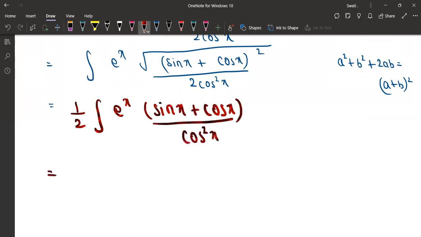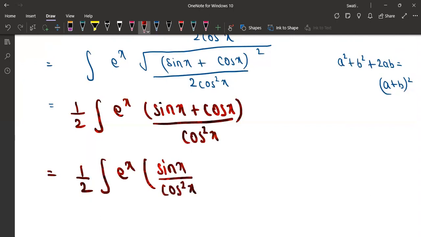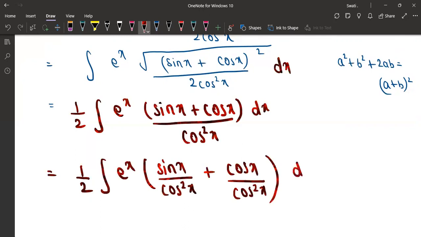Now what I'll do here, I'll distribute the LCM. So e raised to x, this will become sin x upon cos square x plus cos x upon cos square x. And then of course dx, which I'm forgetting to write. So remember dx also. Now, I'm going to use here some trigonometric formulas.